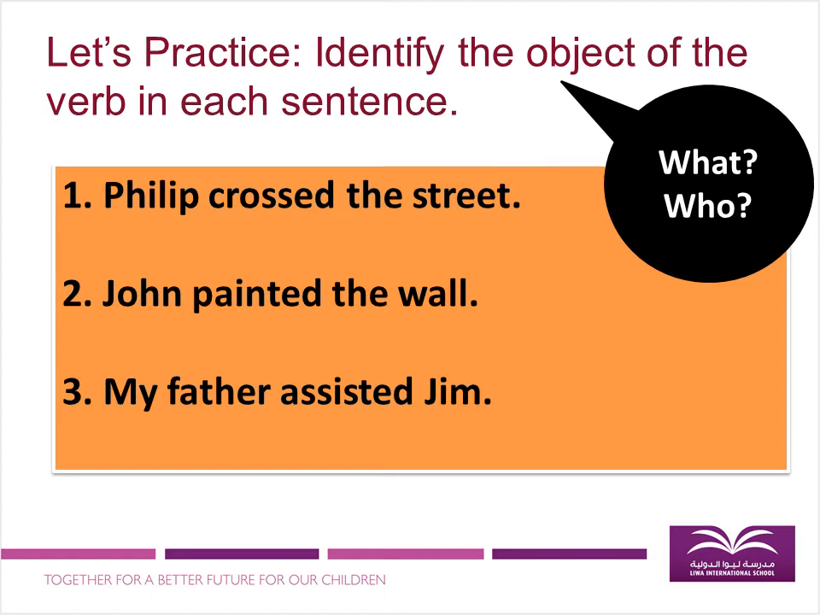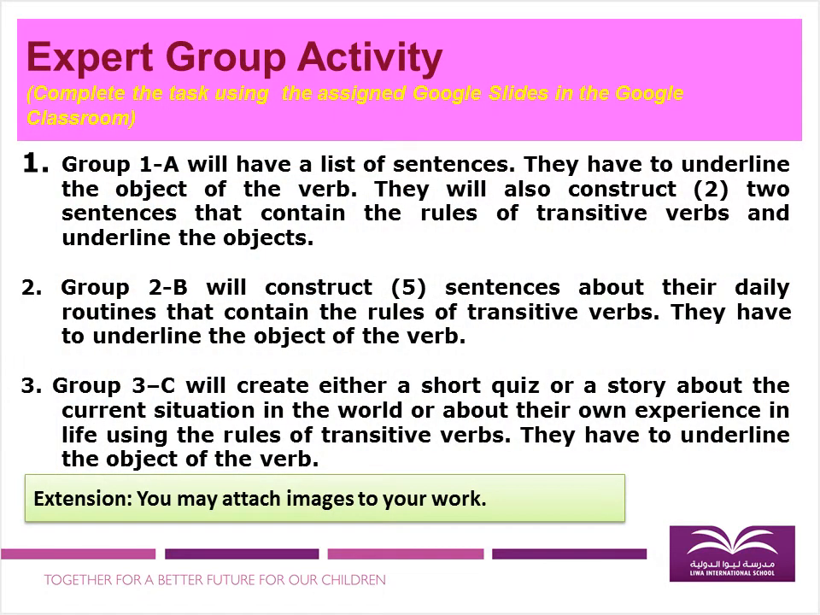Your turn. For your expert group activity, Group 1 or A will have a list of sentences. They have to underline the object of the verb. They will also construct 2 sentences that contain the rules of transitive verbs and underline the objects. Group 2 or B will construct 5 sentences about their daily routines that contain the rules of transitive verbs. They have to underline the object of the verb.